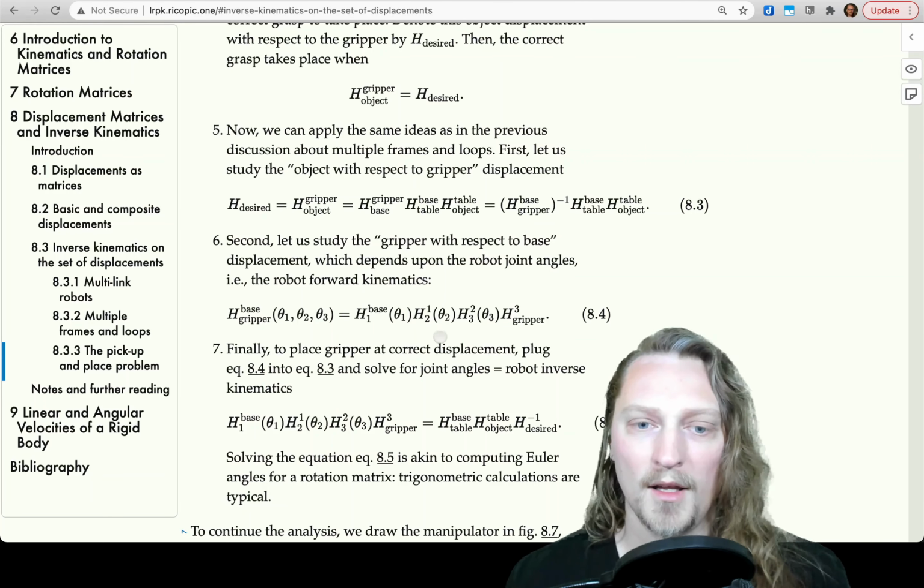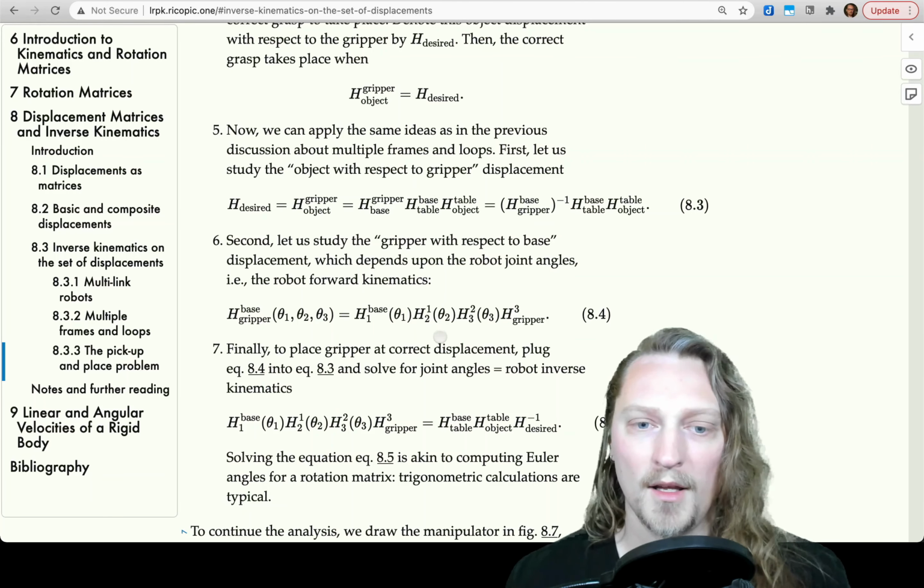Trigonometric calculations are typical. To continue the analysis, we draw the manipulator in figure 8.7 in a somewhat more detailed form. Measure some distances and write down the 3 relevant displacement matrices as functions of the joint angles. So now we're going to get more specific about what those relationships are. Each of these links has a length associated with it, and each of the joints has an angle associated with it.